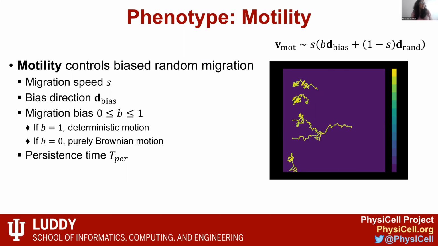And then there is persistent time. Persistent time is how long the cell goes in one direction before it checks again for the gradient. So again, persistent time is related to computational complexity. If you have a large persistent time, it will keep going in one direction before checking again and then changing its direction. And if the persistent time is really small, it will take small steps, so it will check again.